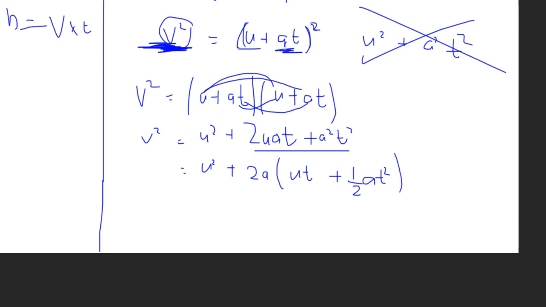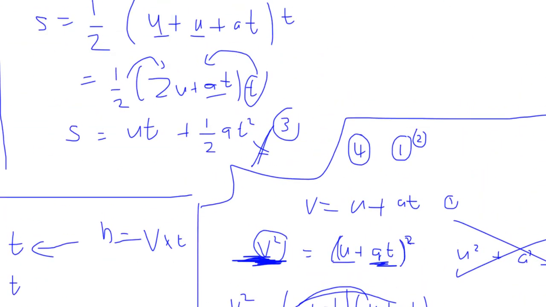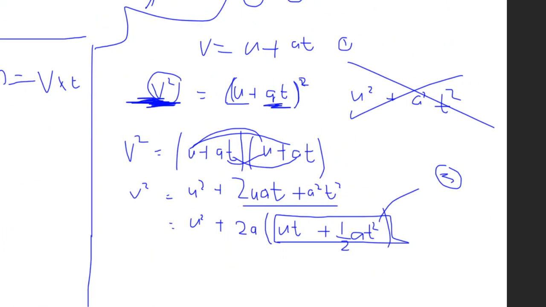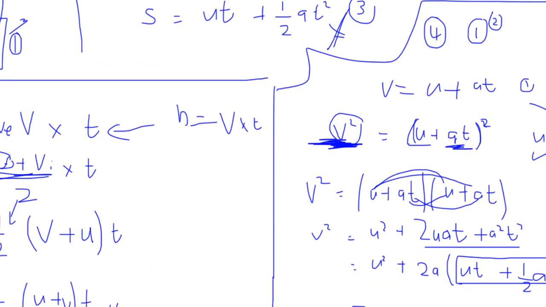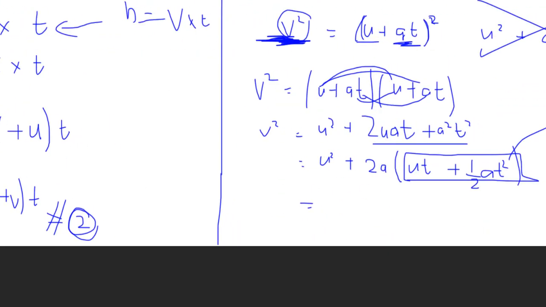And we can see that when we factorize 2a out, this nice expression in the bracket is actually from our third equation. I'll show you here. There we go, third equation, ut plus half at square. Ta-da, ut plus half at square. So you can just put that as our third equation, which is equal to s. So you can put s down there.